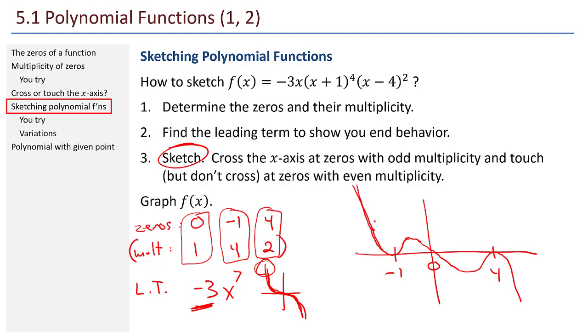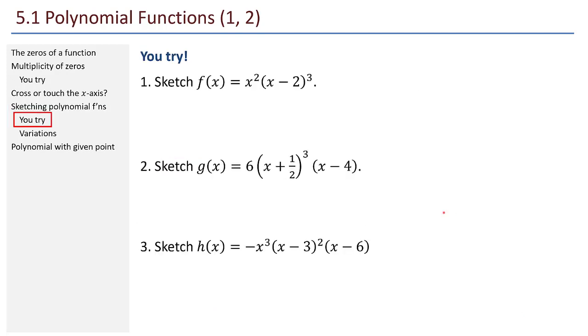So my polynomial comes down, touches at -1, comes up, it crosses right at 0, comes up, it just touches at 4, but then it comes back down. There. That's kind of cool that we can even do that, make a rough sketch like that. You try. Here are 3 problems. Pause the video, try your best, and then start up again when you want to check your work.